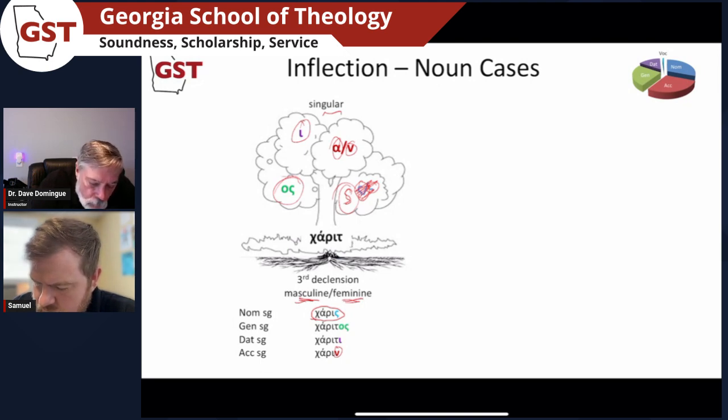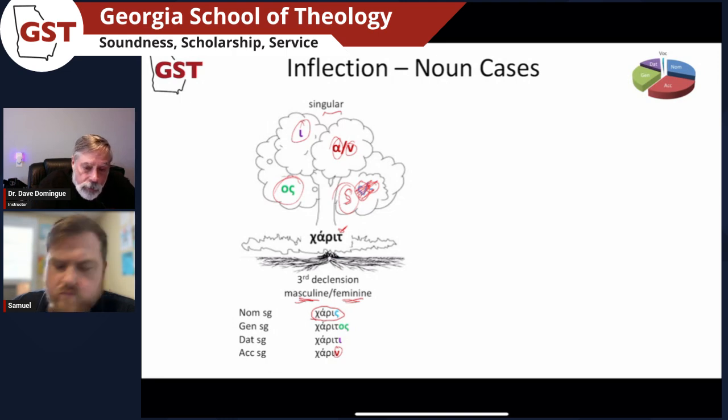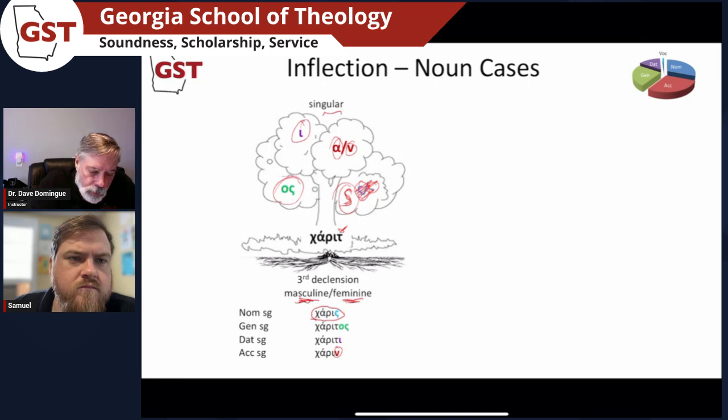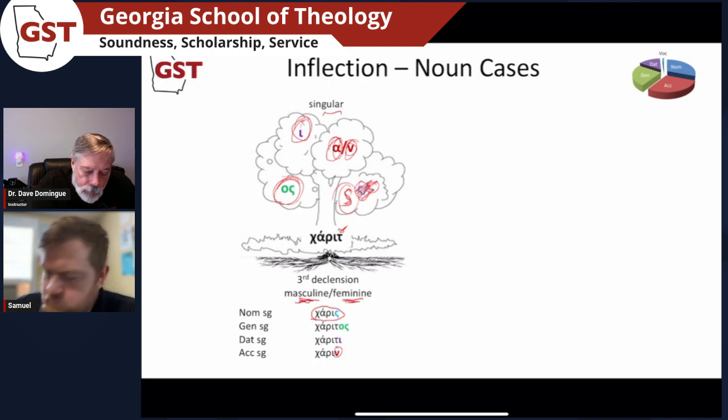Notice here the stem is actually ended in a tau, right? Karit, and we'll get into what happens in a minute. But karit has a consonantal stem ending, so it ends with a tau. And so it's going to follow this pattern for a masculine word or a feminine word. The nominative is going to have the sigma. The genitive is going to have the omicron sigma. The dative is going to have the iota, and the accusative is going to have either the alpha or the nu, one of the two. Okay, you got that so far, right?